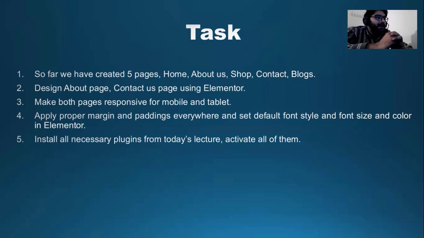You're going to have to apply proper margin and paddings everywhere, and you have to set the default font, font style, font size and color in Elementor. I'll also tell you how you can set it by default. So let's say you want to have Poppins for headings, Open Sans for body text, and you want to have blue as primary color and black as secondary color, and you can just do it in Elementor. And the last part is to install all the necessary plugins from today's lecture and activate all of them.